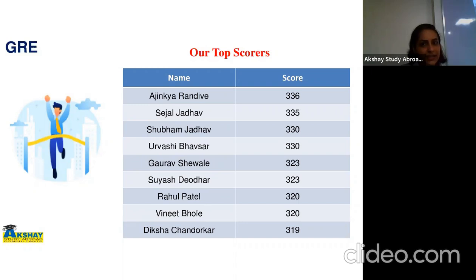Shubham Jadhav 330, Urvashi Bavsar 330, Gaurav Shevare 323. Any score above 320 is a good, excellent score. Suyash Devdar, Rahul Patel 320, Vinit Bhole 320, Diksha Chandorkar 319. Many of these students have received scholarships for their first semester itself because of their good GRE scores.